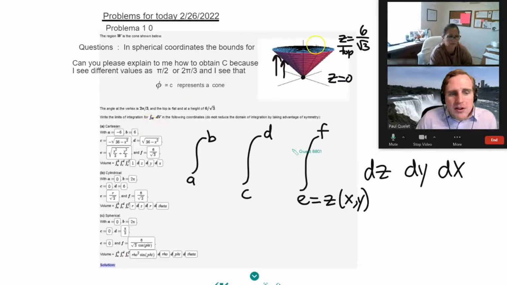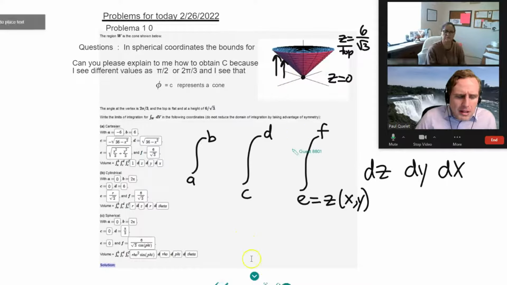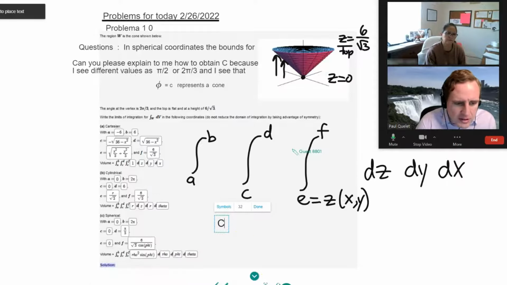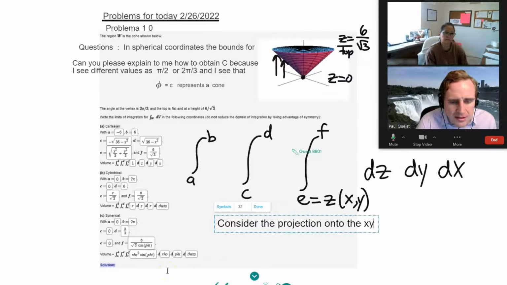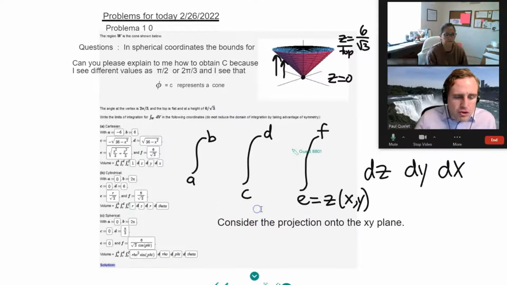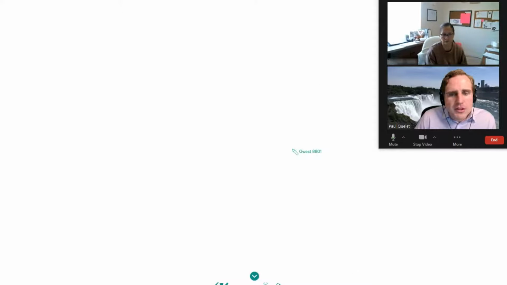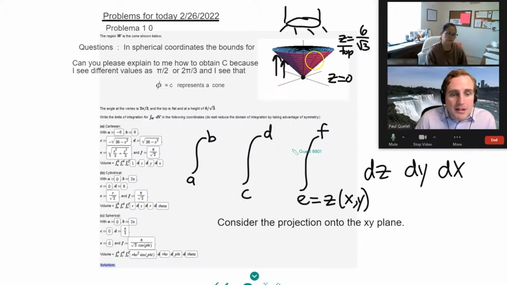Now, if we consider this as a projection onto the xy plane, we kind of talked about this in the last session, but it's definitely worth going through again. The way I like to think about it is you could imagine you've got a flashlight here, and what would the shadow of this thing look like on the xy plane? A circle. Yeah, 100%.